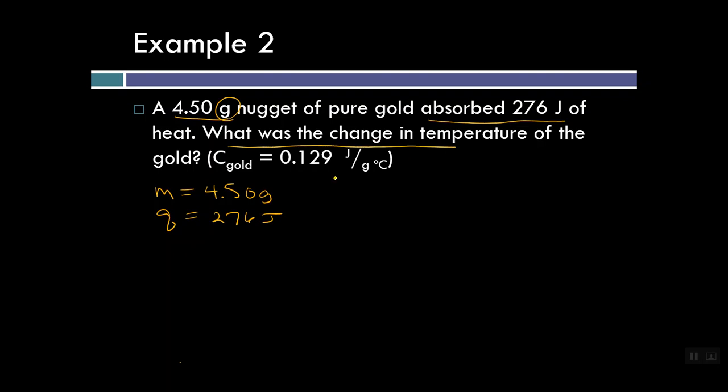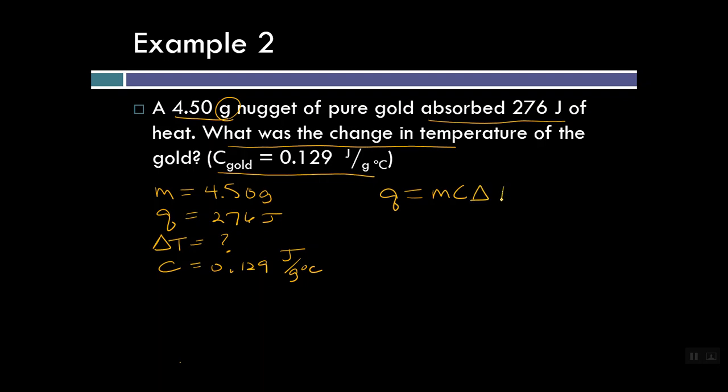What is the change in temperature? So delta temperature is my unknown, and I'm given that the heat capacity of gold is 0.129 joules per gram per degree Celsius. All right, so you've got your givens, you've got your unknown. Now I'm going to write my equation. The heat equals m c delta T. And then now I'm going to just substitute in what I've got.